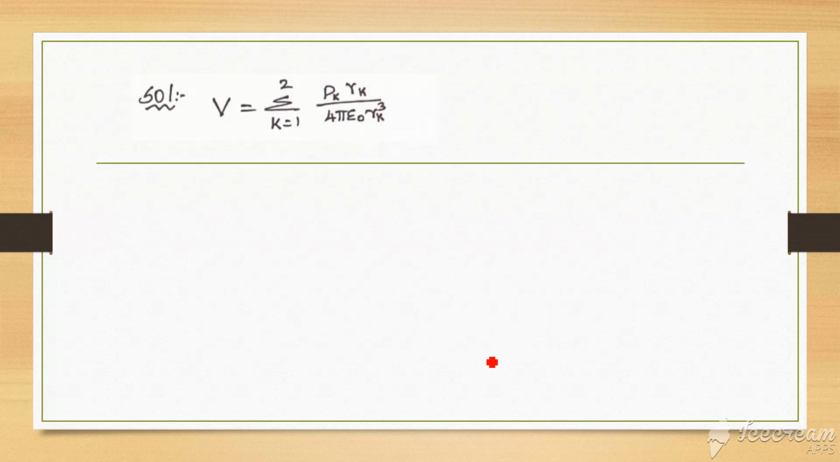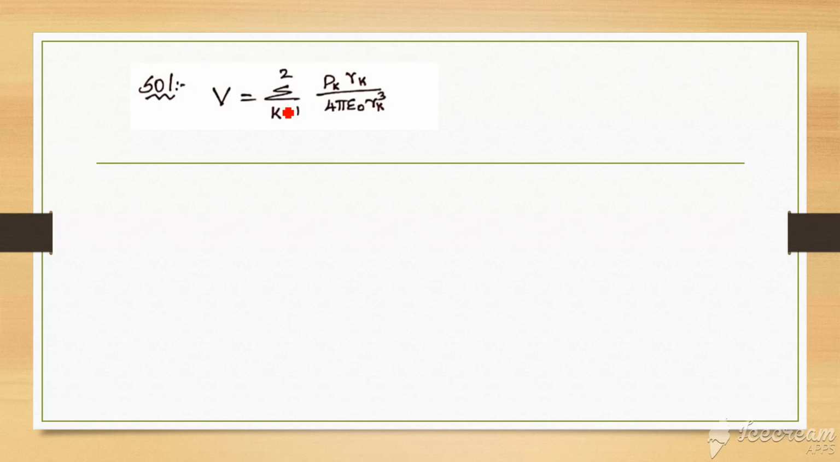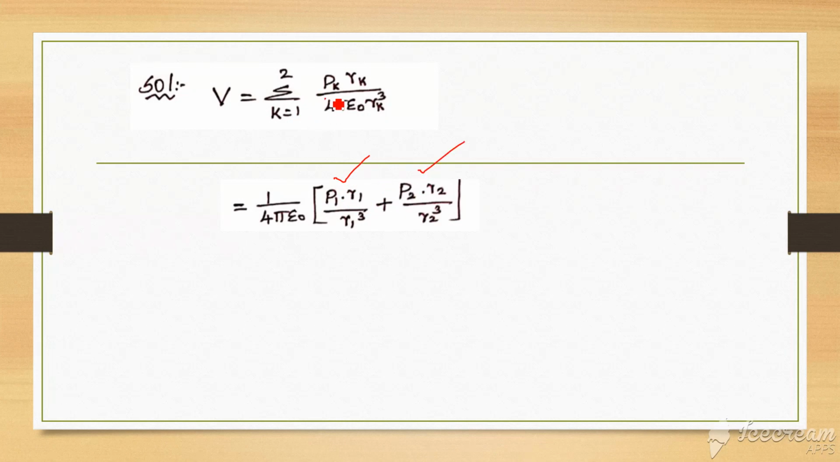First step, we need to write the formula. This is the formula with respect to dipole moment: summation K equal to 1 to 2, where K is the number of charges. Here there are only 2 charges, so K is equal to 1 to 2, Pk dot Rk divided by 4 pi epsilon naught Rk power 3. Simply expand this by substituting K equal to 1 and 2. Substituting 1, we get this one. Substituting 2, we get this one. The common term 1 by 4 pi epsilon naught is taken outside.